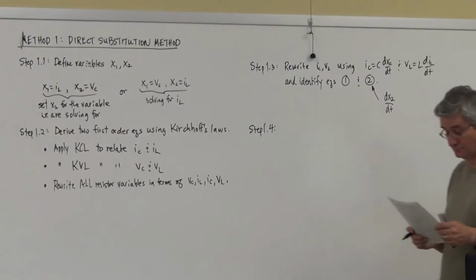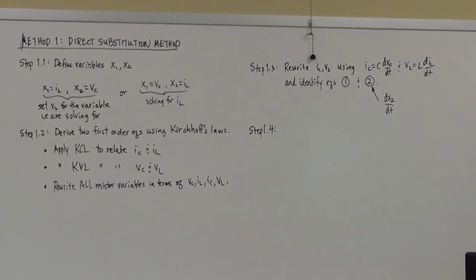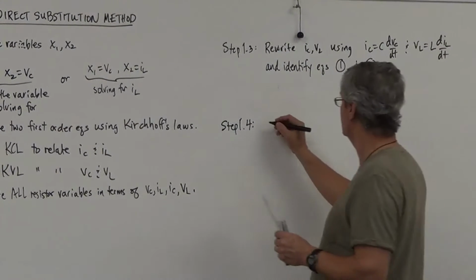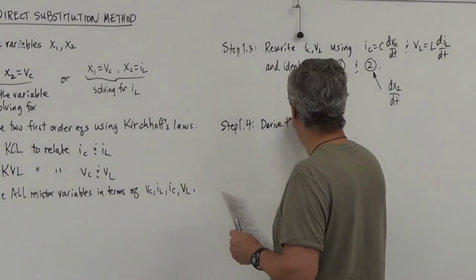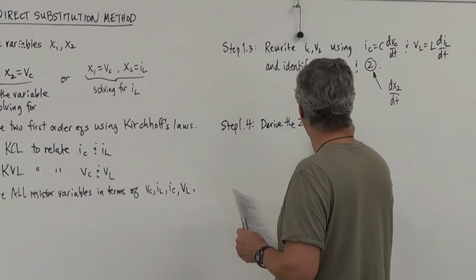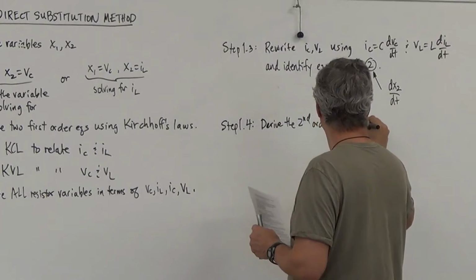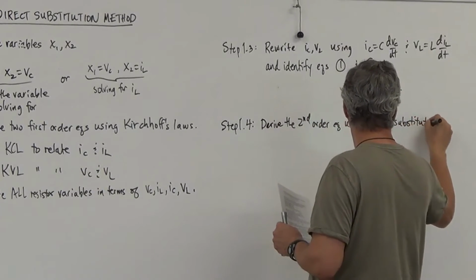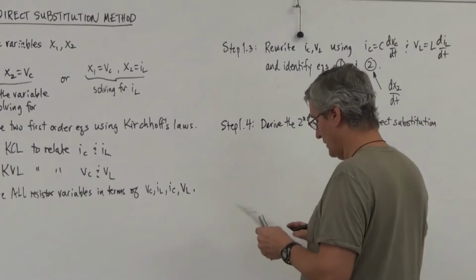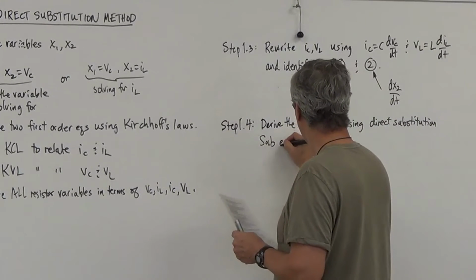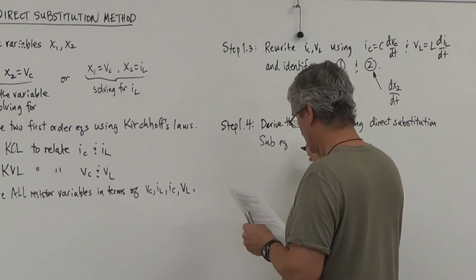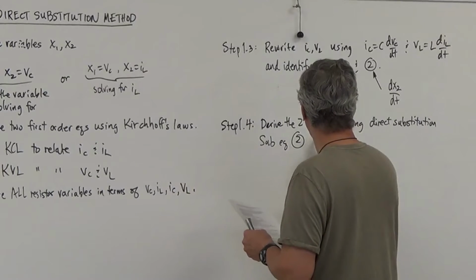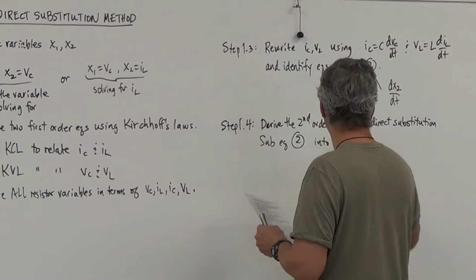Step 1.4. You then want to derive the second order equation by direct substitution. So now you want to derive the second order equation using direct substitution. That means you sub, let me make sure, you sub equation 2 into equation 1.